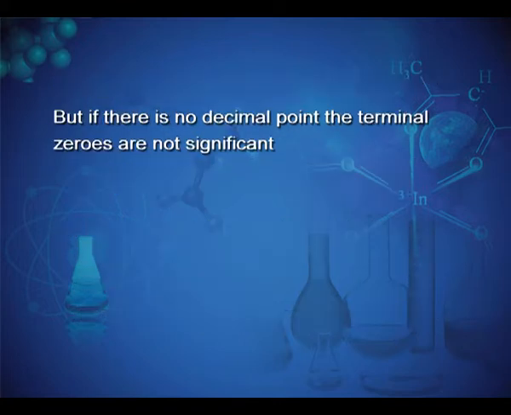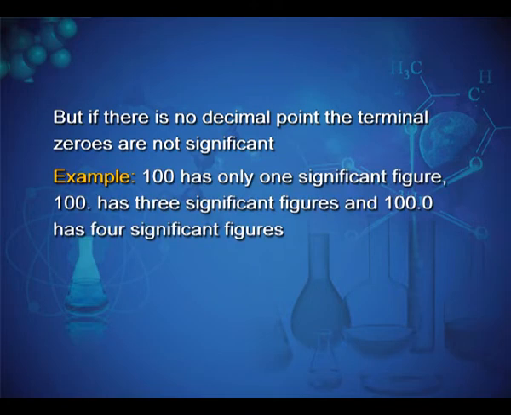But if there is no decimal point, the terminal zeros are not significant. Example, 100 has only 1 significant figure. 100. (with a decimal point) has 3 significant figures and 100.0 has 4 significant figures.